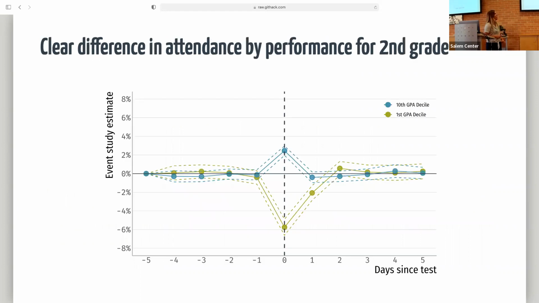So this is basically what we can see for second grade. Remember that we have second, fourth, sixth, et cetera. I'm going to show you second and 10th grade first to show you some of the differences. In blue right here, we have the 10th decile, which is the kids that perform the best in terms of GPA. And here in this greenish, yellowish color, we have the bottom performers, the ones that actually perform the worst. As you can see, there's a big difference between both. While bottom performers clearly have a negative effect on attendance, and it's pretty substantial, the top performers actually have a positive effect on attendance.